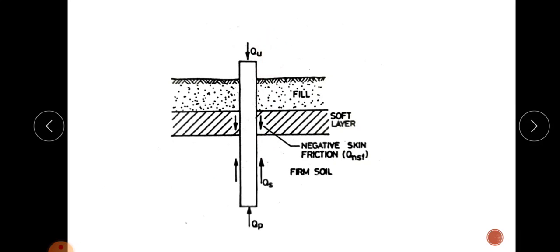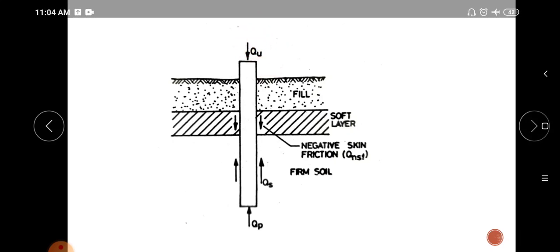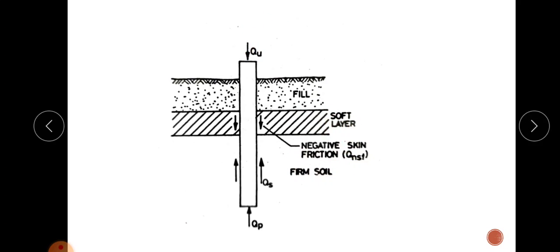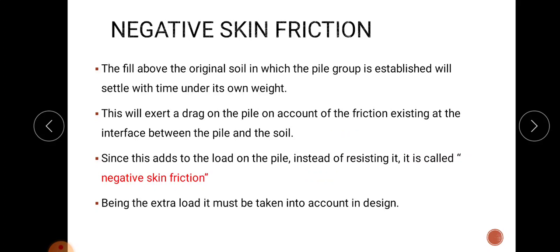That is, the load is increased. In effect, the load acting on the pile will be increased due to this negative skin friction. Since this adds to the load on the pile instead of resisting, it is called negative skin friction. Being an extra load, it must be taken into account in design. Since it is in the negative direction, it will reduce the load carrying capacity. That is, net ultimate load Qu dash will be equal to Qu minus negative skin friction. That is, the net ultimate load will be reduced.